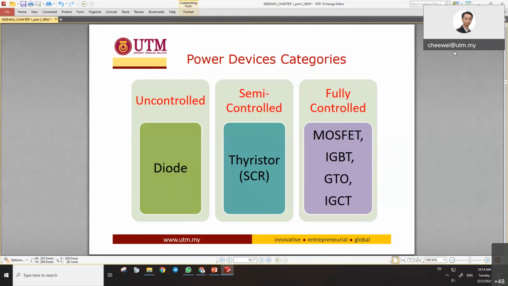Okay, before we finish the class today, we stop here. What is uncontrolled, semi-controlled, and fully controlled? Please remember, diode, you cannot do the control because it only allows one way. And there's no way to control the diode. Thyristor, a new name here, I guess. SCR is the short form for thyristor. It belongs to semi-controlled. Why is it called semi-controlled? We'll look at it later. And fully controlled is the family of MOSFET, IGBT, GTO, all of this. Basically, all of them fall under the category of fully controlled.